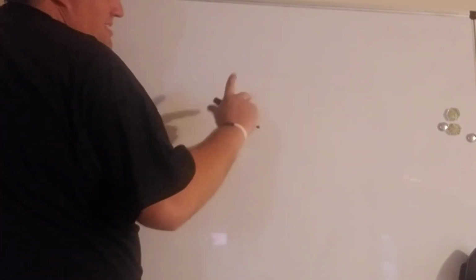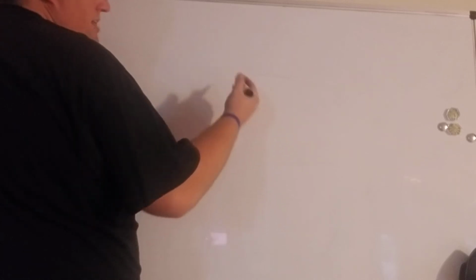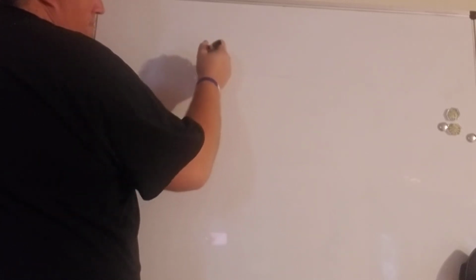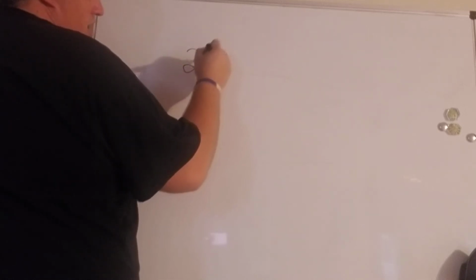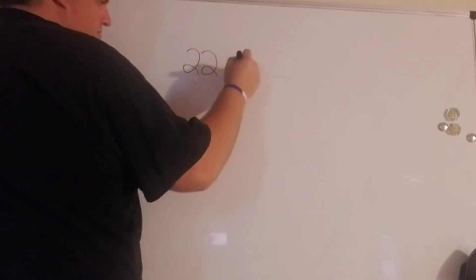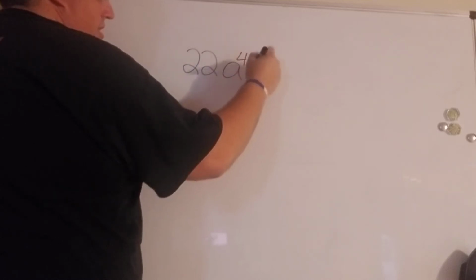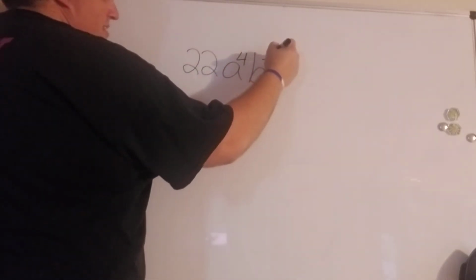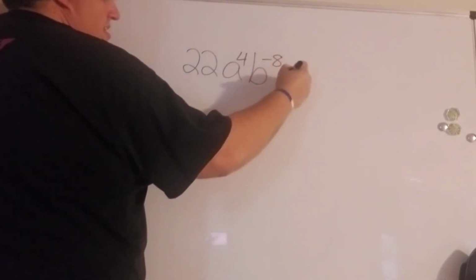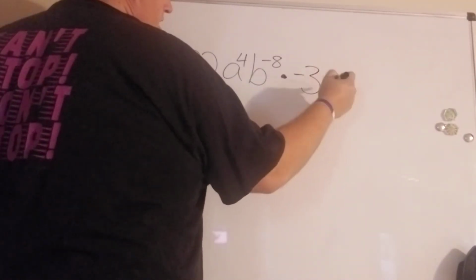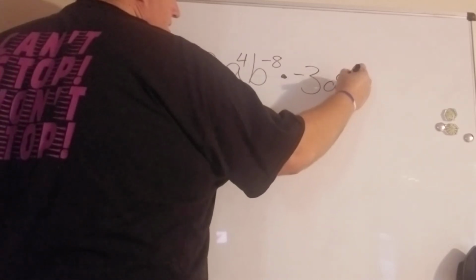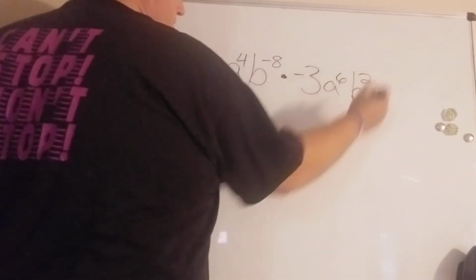I can combine this negative exponent thing with any of the things I've done so far. So for example, let's say we're multiplying 22 a to the fourth, b to the negative eighth, times negative 3 a to the sixth, b squared.